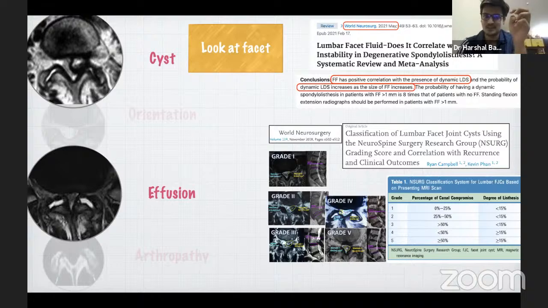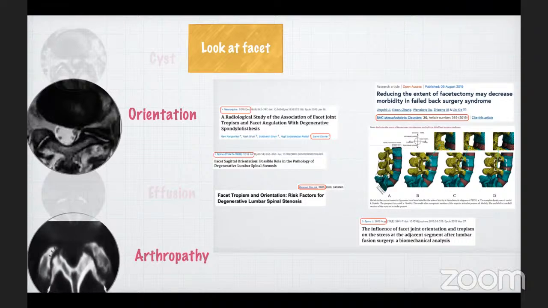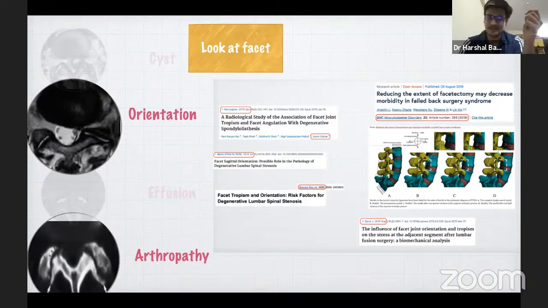And there are various classification systems which are put forth for facetal cyst. This was one of the recent ones from Australia, where they look for canal compromise and degree of listhesis. And in this, they have also given what treatment should be done for which grade of facetal cyst. And coming to orientation and arthropathy, we know that there's a significant association between facetal tropism and orientation with development of degenerative lumbar diseases. And the amount of facetectomy which we do has also been shown to have a correlation with the surgical outcome, clinical as well as radiological, and it is also associated with failed back syndrome.